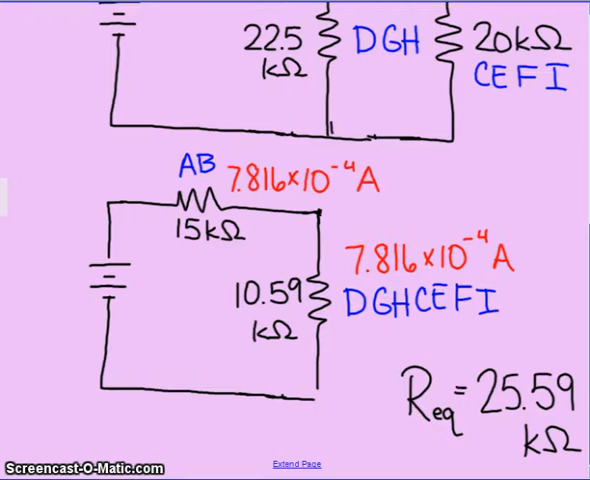Now we'll find the voltage for each of these two resistors by multiplying that current times their resistance. Again, don't forget that they're in kiloohms. So the voltage through DGHCEFI, quite a mouthful, is 8.277 volts. And the voltage through AB is 11.724 volts.